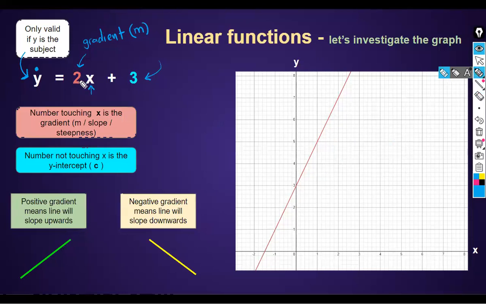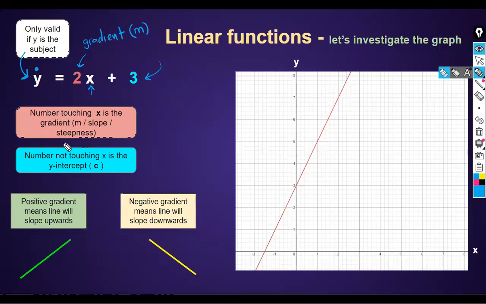Here's the thing. Anytime the number touching x is positive, in other words, when your gradient is a positive value, look down here. Your line will always slope upwards. You can bet all your money on that. And if the value touching x, better known as your gradient, is a negative value, you can bet all your money that when you draw it on a graph, it will slope downwards.